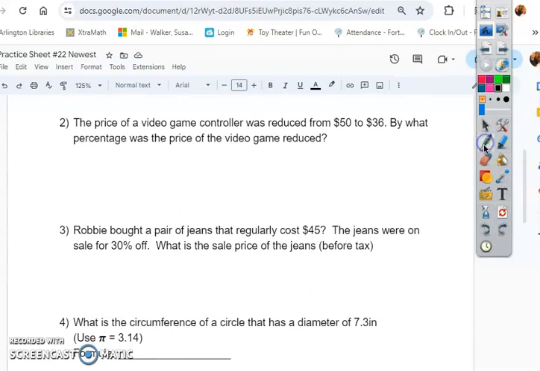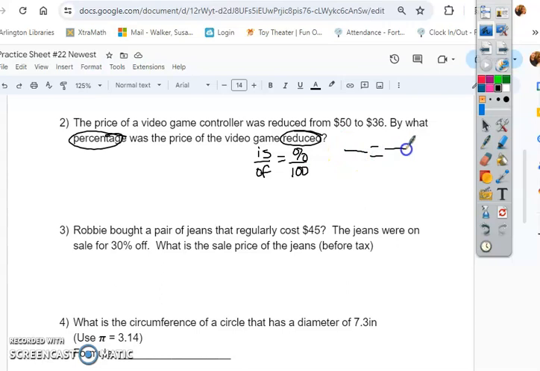Number 2 says the price of a video game controller was reduced from 50 to 36. By what percentage was the price of the video game reduced? Okay, so guys, we're looking for the percent reduction. Okay, so this is a percent problem with no percent. So I hope you remember that means this is over of equals percent over 100.